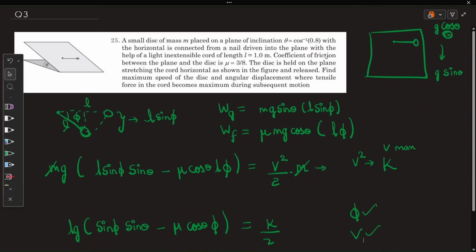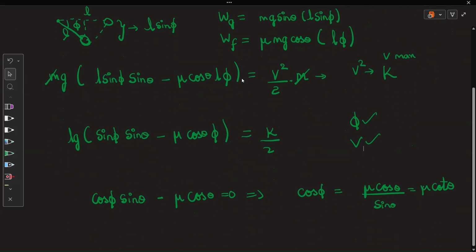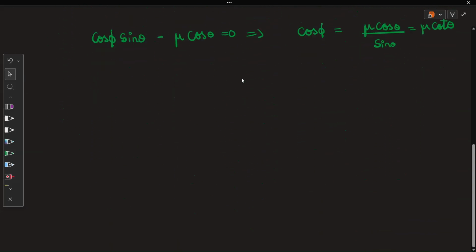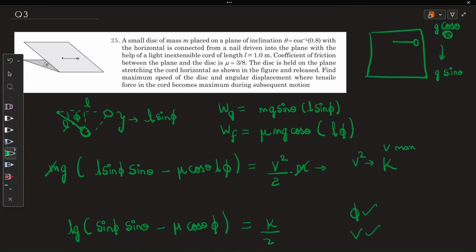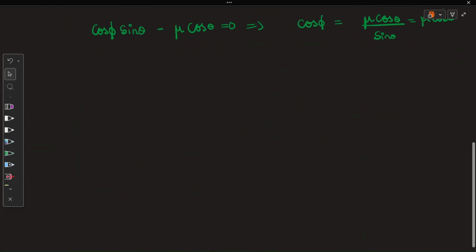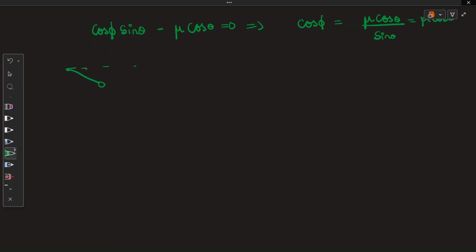Okay, what else are they asking in the question? And angular displacement where the tensile force in the cord becomes maximum. This is the second part. Okay, during the motion, the tensile force would be acting. Let me draw a new free body diagram in which this is phi. Okay, the tensile force T is acting in this direction, mg sin theta in this direction. Okay, the force of friction would be acting, mu mg into cos theta, in this direction.